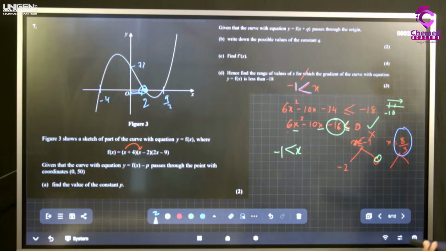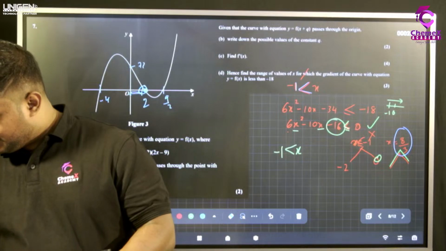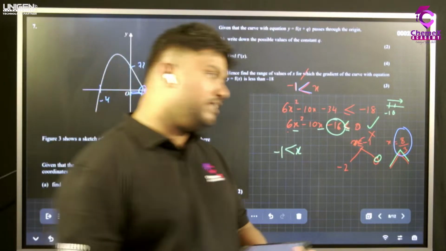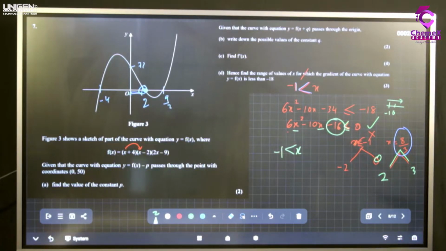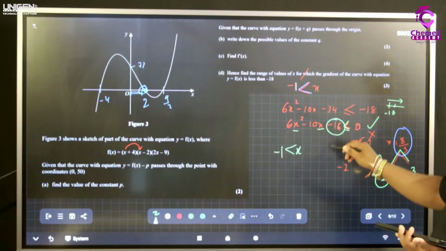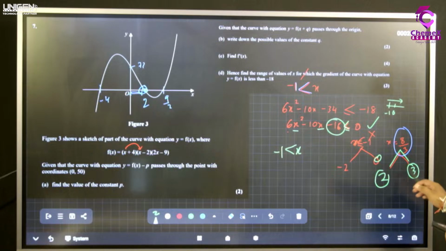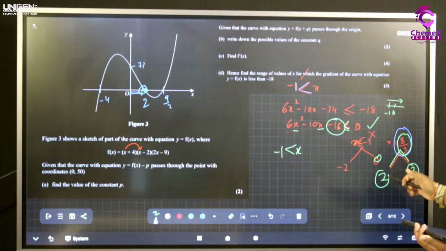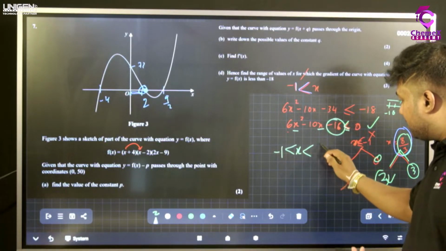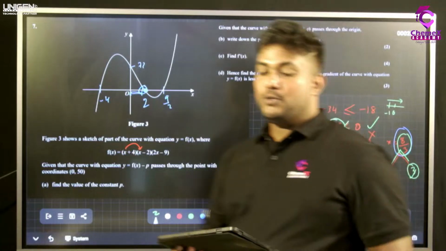What do you do with 8 over 3? Take numbers on either side. What's the decimal of 8 over 3? It's 2.67. So take 2 and take 3. Substitute and see whether the value is less than 0. If you take any number less than 8 over 3, it will satisfy. So x is less than 8 over 3. When you take 2, it satisfies. When you take 3, it will be a positive number. Got it? That's how you do inequalities.